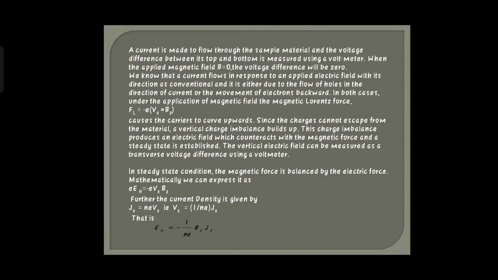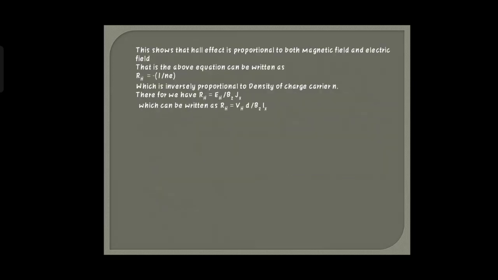If we substitute minus 1 by Ne with a constant, which is known as the Hall constant, that is RH, then RH is equal to minus 1 by Ne, which is inversely proportional to the density of charge carriers, and therefore we have RH is equal to EH by Bz Jx.